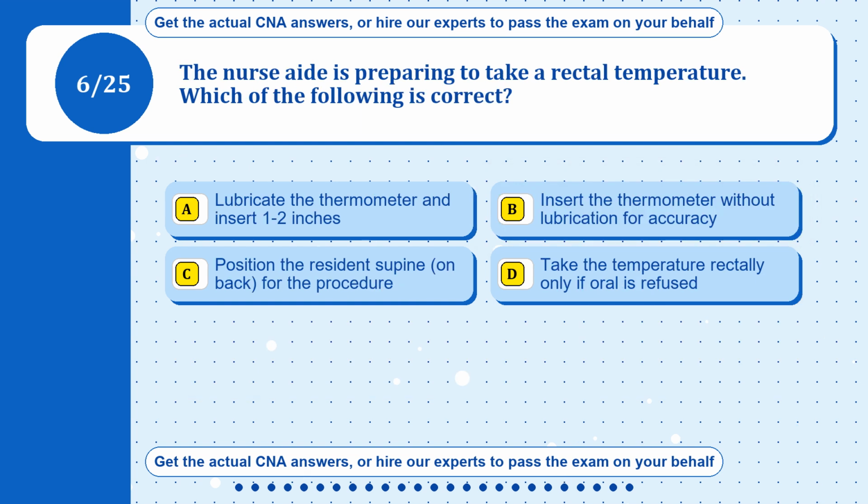Question 6. The nurse aide is preparing to take a rectal temperature. Which of the following is correct? Option A. Lubricate the thermometer and insert 1 to 2 inches. Option B. Insert the thermometer without lubrication for accuracy. Option C. Position the resident supine, on back, for the procedure. Option D. Take the temperature rectally only if oral is refused.